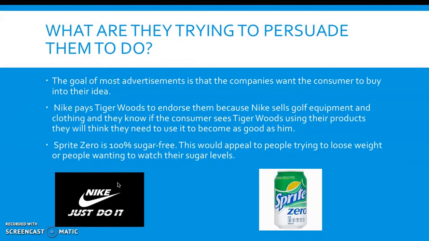What are they trying to persuade them to do? The goal of most advertisements is that the companies want the consumer to buy into their idea. Nike pays Tiger Woods to endorse them because Nike sells golf equipment and clothing, and they know if a customer sees Tiger Woods using their products, they will think they need to use it to become as good as him. Or for example, Sprite Zero is 100% sugar free. This would appeal to people trying to lose weight or people wanting to watch their sugar levels.